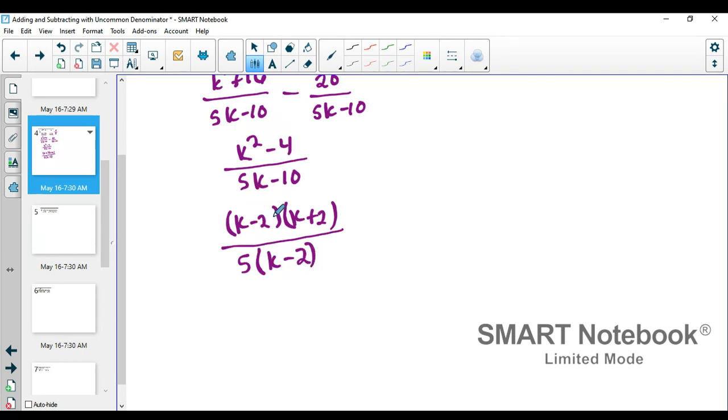And now we have a common expression in both the numerator and the denominator. So remember, those are going to cancel. So our final answer is k plus 2 over 5. That is our answer.